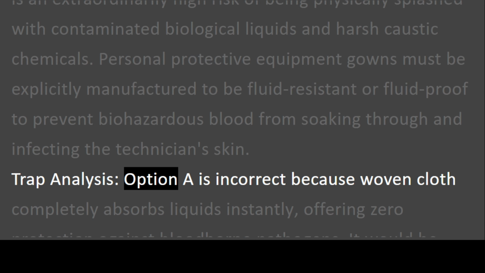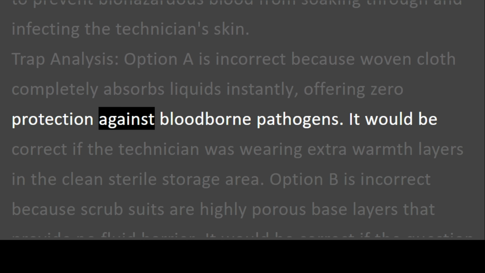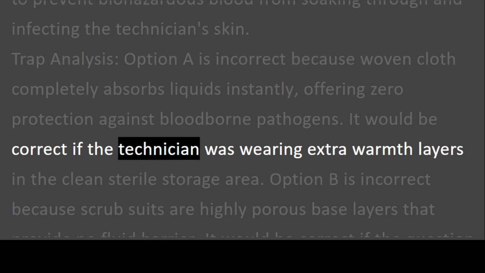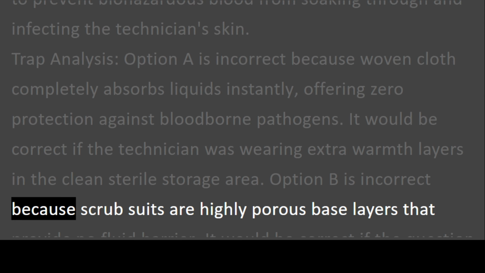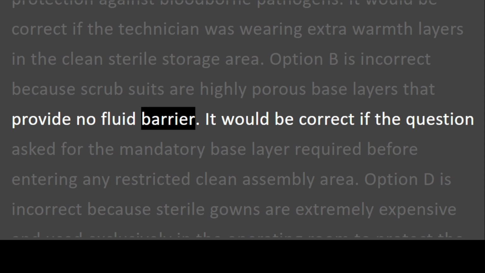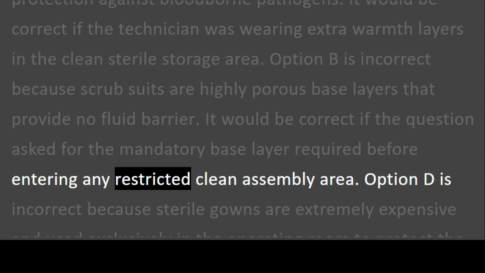Trap analysis. Option A is incorrect because woven cloth completely absorbs liquids instantly, offering zero protection against bloodborne pathogens. It would be correct if the technician was wearing extra warmth layers in the clean sterile storage area. Option B is incorrect because scrub suits are highly porous base layers that provide no fluid barrier. It would be correct if the question asked for the mandatory base layer required before entering any restricted clean assembly area.